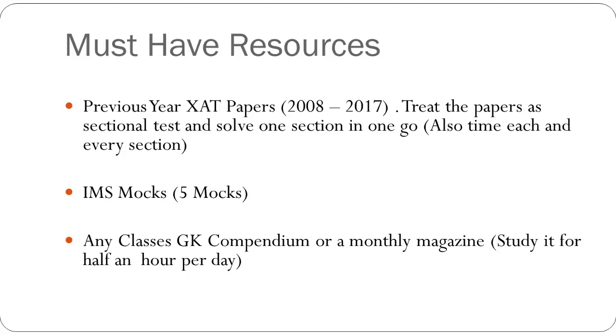Suppose you're solving the DM section, which is decision making, then give it about 50 to 55 minutes and see what's your accuracy, how much are you scoring, how many questions are you able to attempt, and in this manner you'll be able to give 10 sectional tests for each and every section. And that will help you to know what exactly are your strengths, what exactly are your weaknesses throughout the XAT paper. Apart from this, you shall enroll for the IMS mocks.